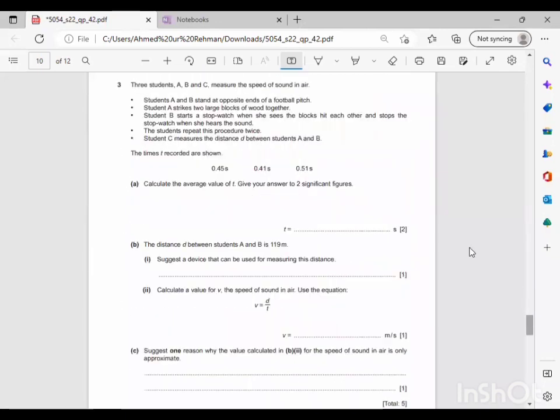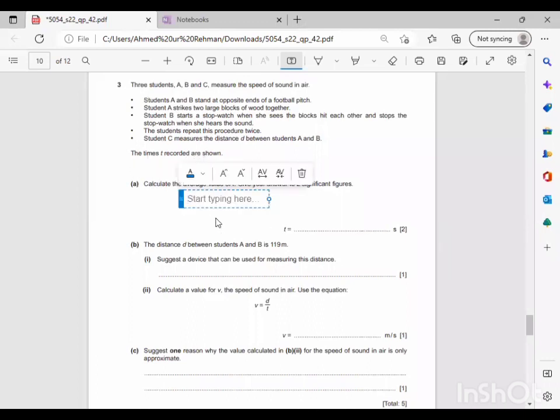3 students A, B, and C measure the speed of sound in air. Students A and B stand at opposite ends of a football pitch. Student A strikes 2 large blocks of wood together. Student B starts a stopwatch when she sees the blocks hit each other and stops it when she hears the sound. Students repeat this procedure twice. Student C measures the distance D between students A and B. The times they recorded are shown.